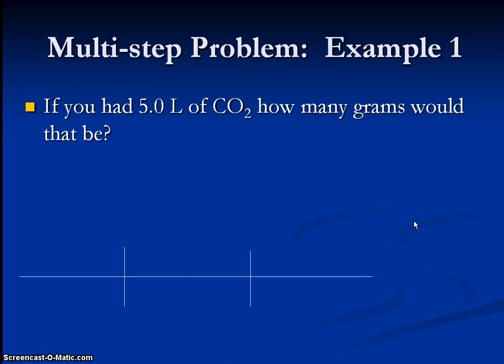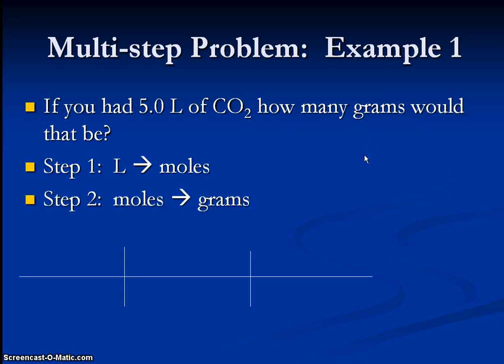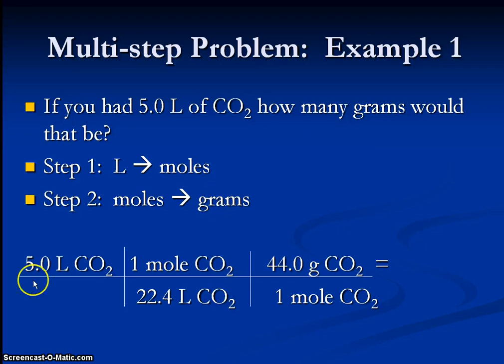It says, if you had 5 liters of CO2, how many grams would that be? So if you look back at that picture, there's not a direct connection between liters and grams, but there's a link between them, and that's moles. So the first step is we need to turn it into moles, then we can turn the moles into grams. So start with what you're given on the top left corner, so 5 liters of CO2. The first step is we need to turn it into moles. So the only thing you can turn liters into is moles. So bring that liter down, turn it into moles on top, and plug in your numbers. 1 mole is equal to 22.4 liters. Now liters cancels, and we have moles, which will allow us to go to grams.